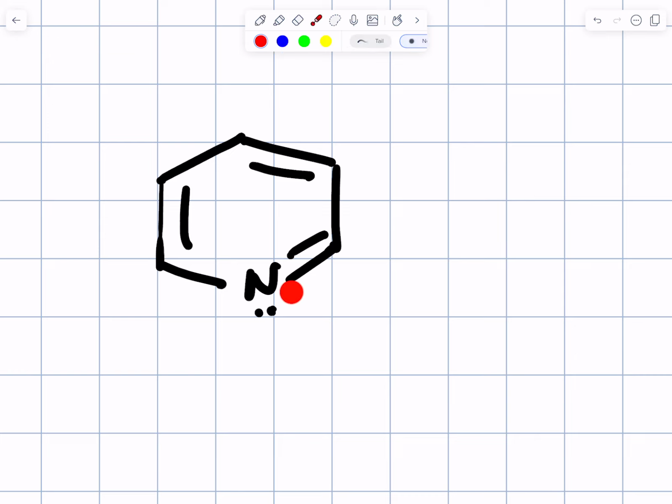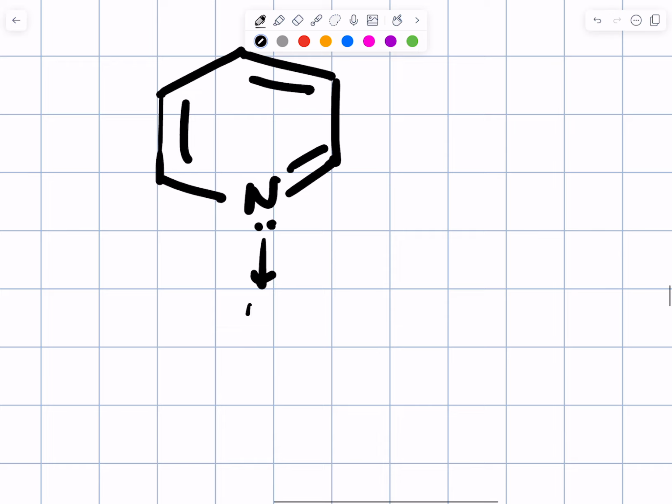Nitrogen is what hybridized? sp2. You can tell that because it's surrounded by 3 things, 2 carbons and a lone pair. This sigma bond comes from one of those sp2 orbitals. This sigma bond comes from the other. Where does the pi bond come from? P orbital, right? So we check off the p orbital. Therefore, the only place that lone pair can be in is what? The lone pair is in an sp2 orbital.